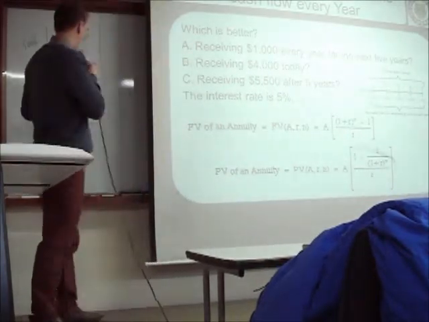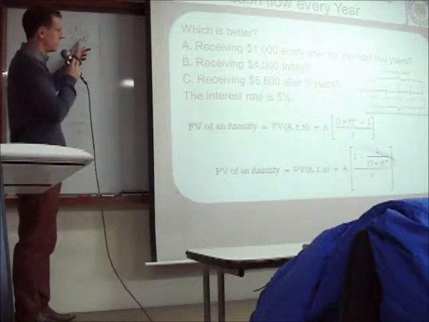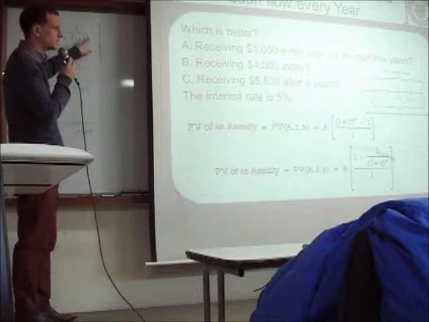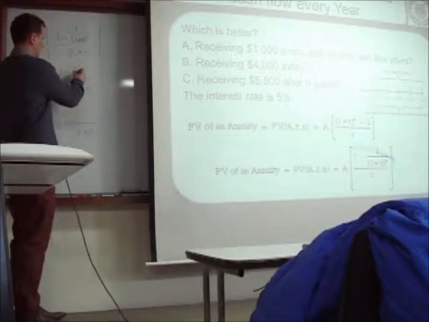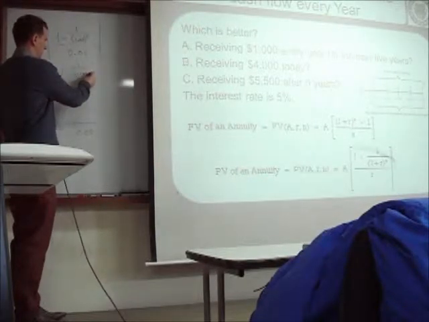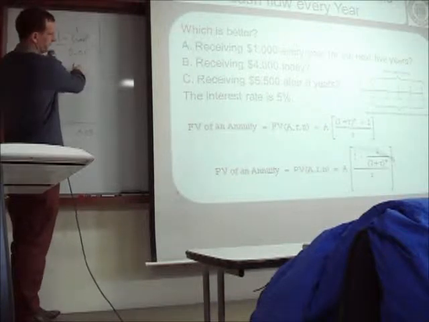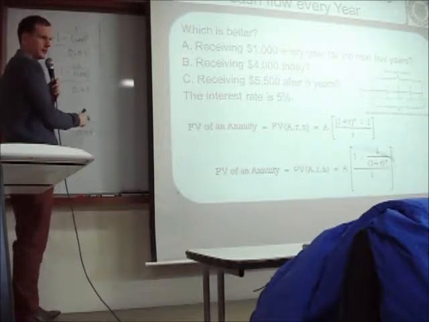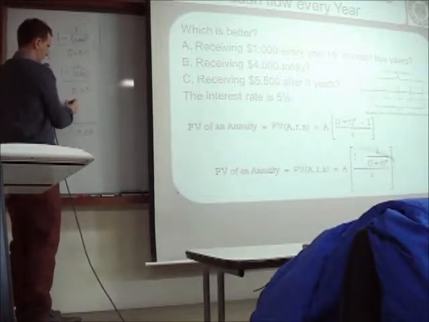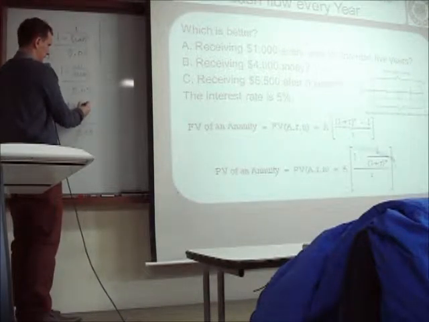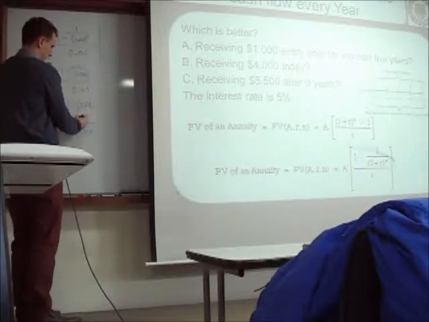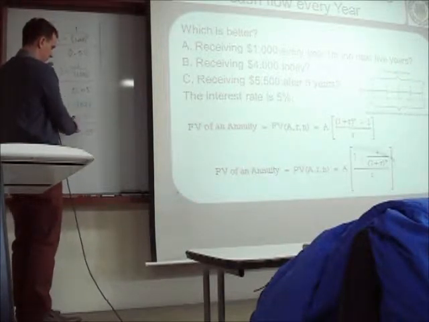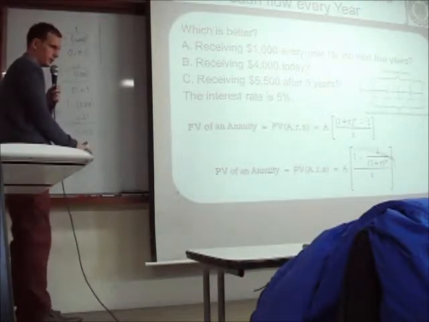Okay, so I'm going to need some help with these numbers. So what's this number? 1.05 to the power of 5. 1.276. What's this number? 1 divided by 1.276. So 1 minus 0.78. What's this? 1 minus 0.78? 0.21. So we're left with 0.21 over 0.05.